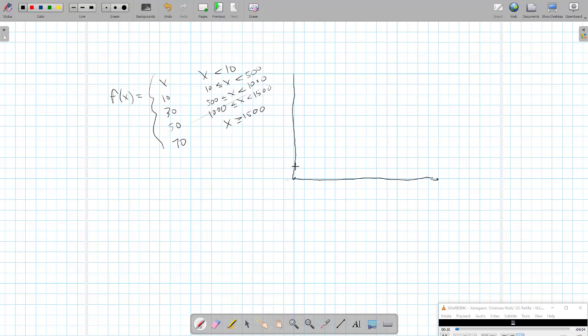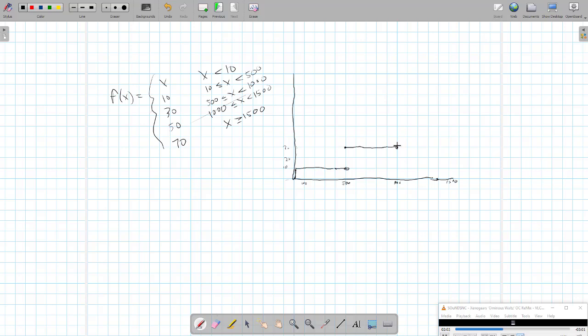X less than 10, and then it would actually go up to 10. So it would actually be like this. Go up to 10, pretty steep. So we are at 10 from 10 to 500. And that part is connected, but this next one we're actually going to have a jump. So we have an empty circle there. Then from 500 to 1,000, full circle here, we're at 30.